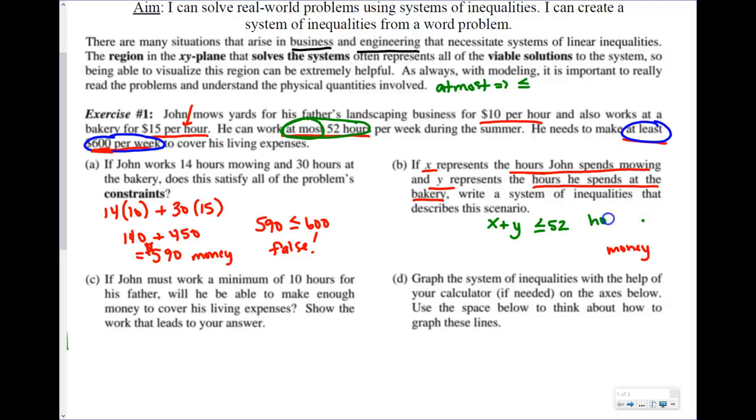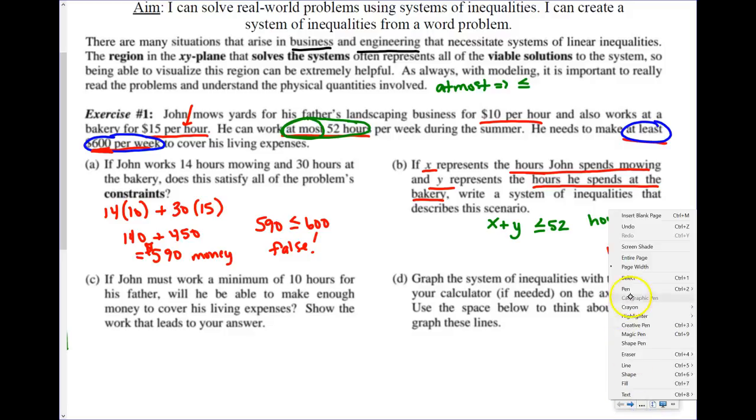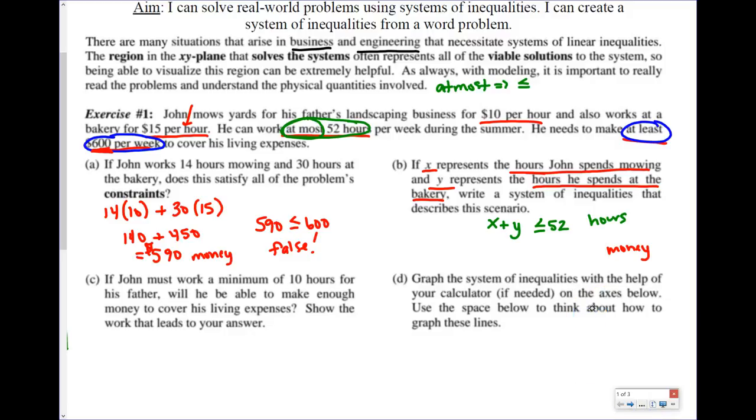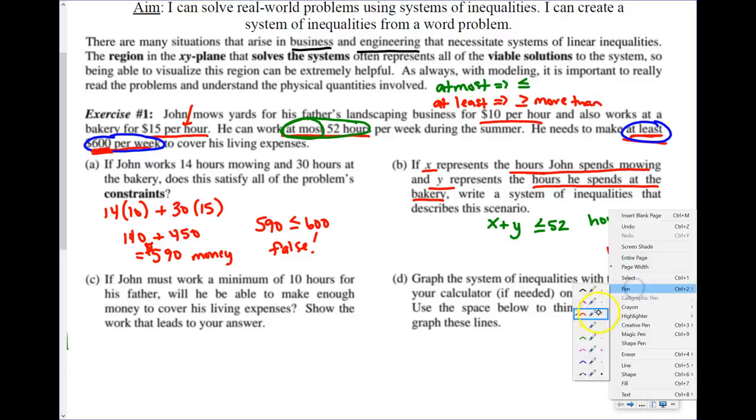Okay? The second equation has to do with the money. And they tell us that he wants to make at least $600 per week. Well, something else to memorize: when you see the phrase at least, he can't make less than $600. If he only makes $500, he can't pay his bills. So he has to make more than, right? So this has to be a more than. And this has to be the less than.